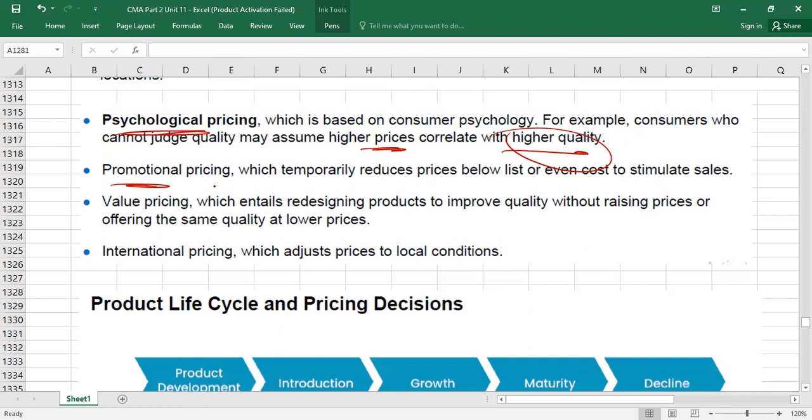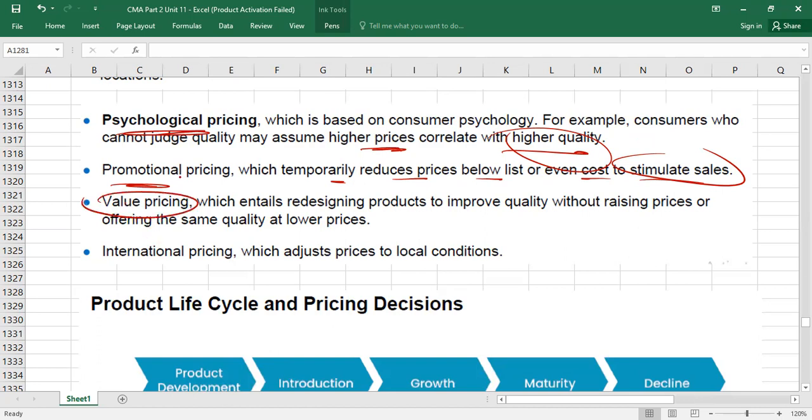Promotional pricing is what? It temporarily reduces prices below the list price or even cost to stimulate sales. Obviously, when you promote the product, maybe you are ready to sell below the cost of the product, which is technically illegal in specific markets, but it depends on the country, right? But if you're ready to absorb losses, maybe you can do it.